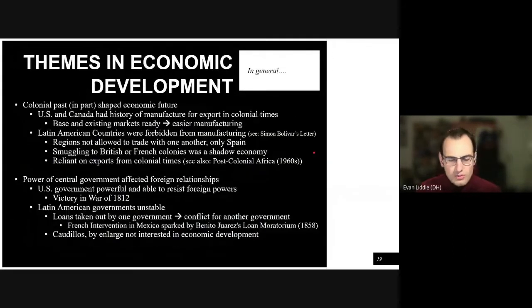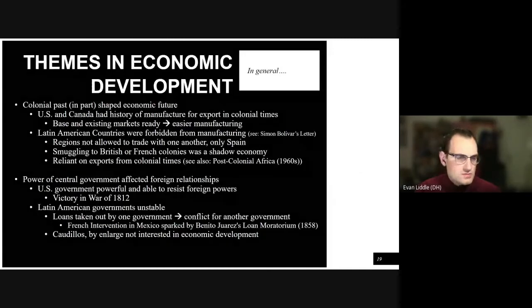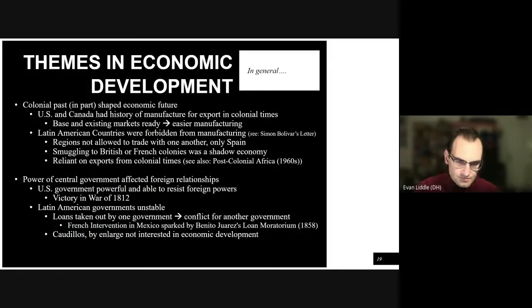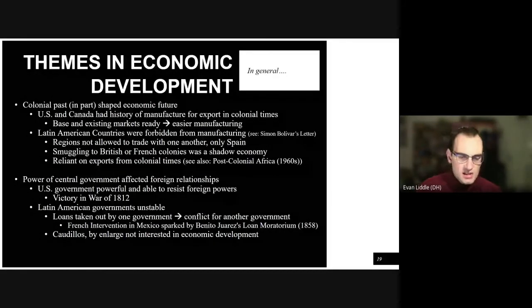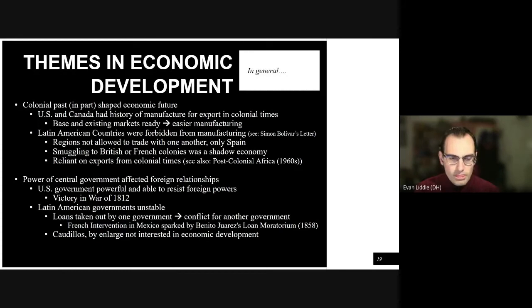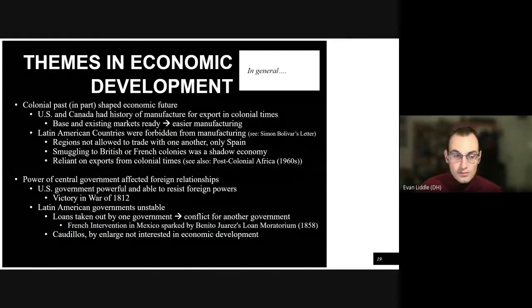In general, when we talk about the overview, the themes in economic development, it's important to remember that colonial pasts in part shaped economic futures. If you have a history of manufacturing as a colony, you'll have a base for export. And if you don't have a history of manufacturing, you're going to be reliant on whatever you exported during your colonial times to try to get some money to pay for industrialization, or you're going to have to rely on foreign backers who may not give you the most generous terms and may intervene militarily in your country if they don't like you. This is also going to be seen in post-colonial African states in the 1960s and 70s.